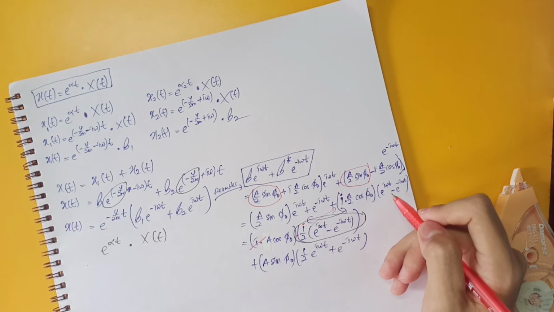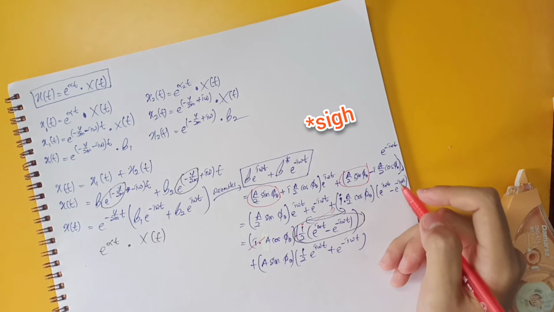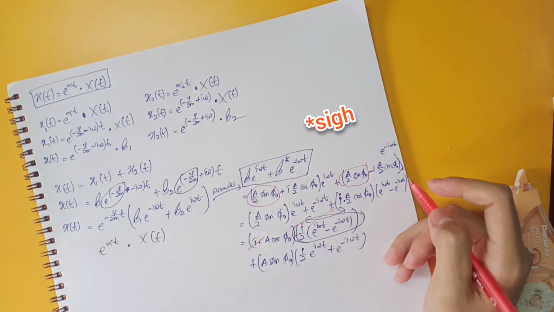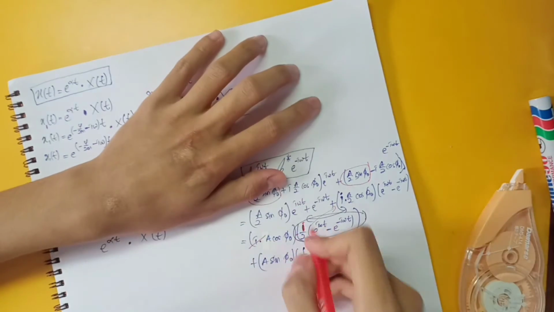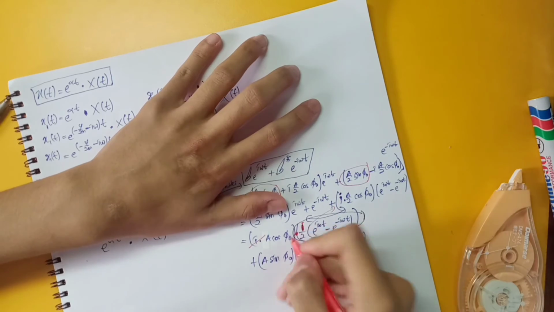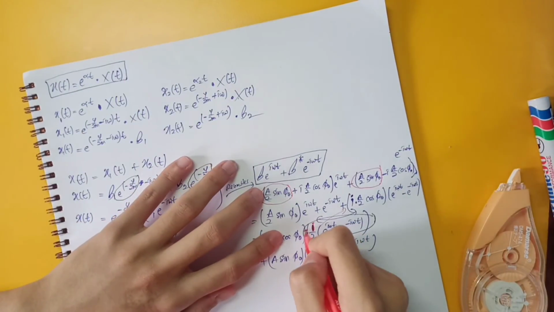Hold on. Yeah, I made a mistake here. Hold on. This one is so tough. Okay, sorry about that. Let's remove this one. Let's put it here. This is minus.